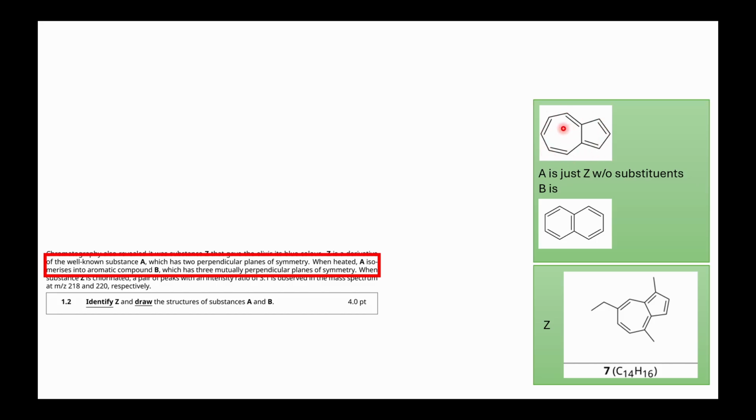It's supposed to be 6. 1, 2, 3, 4, 5, 6, 7. That might be where I think I'm counting wrong. Oh wait, sorry. Yeah, it is correct.